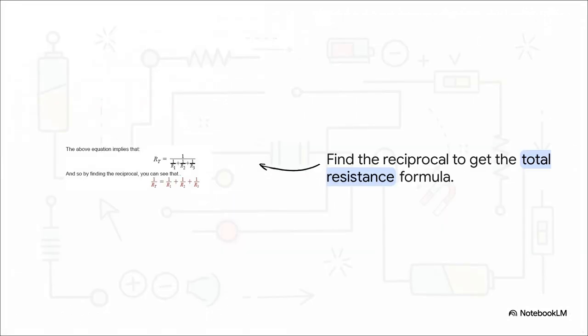Just look at how beautifully that simplifies. By isolating the resistance terms and finding the reciprocal, we arrive perfectly at the classic foundational formula for total resistance in a parallel circuit. 1 over total resistance equals the sum of 1 over each individual resistance. It's definitely not magic, it's just the inevitable consequence of energy and charge conservation.